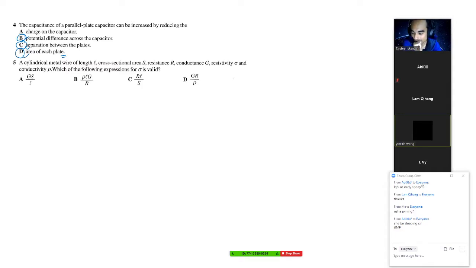Okay, so you see how we can get the answer: C equals epsilon naught A over D for a parallel plate capacitor. Epsilon naught is the permittivity of free space, A is the area of the plates, and D is the distance between the parallel plates. It says increase by reducing, so C increases by reducing D. You decrease the separation between the plates, and the capacitance will be increased. So the answer is C.